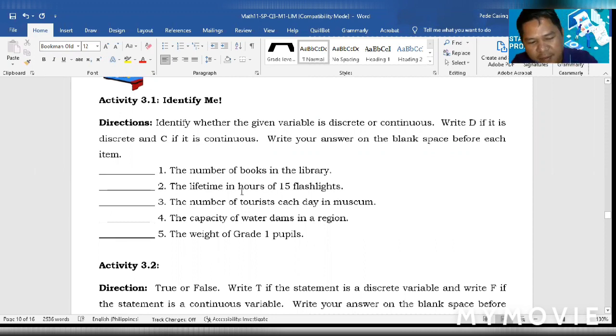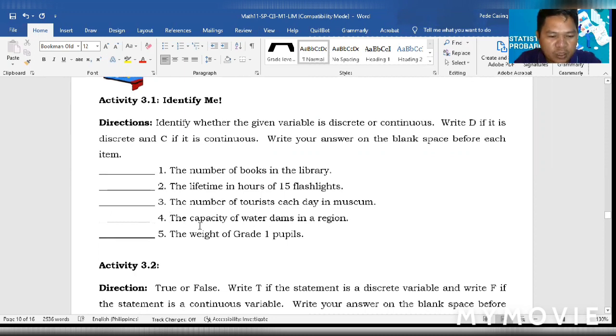So what is the lifetime? Is it discrete or continuous? Number three, the number of tourists each day in museum. Okay, ilan ba lahat ang tourist? Is it countable or measurable? Discrete or continuous? Okay, number four, the capacity of water dams in a region.